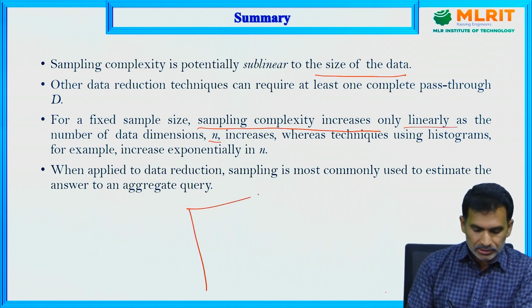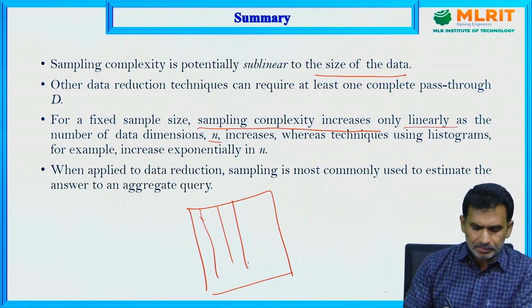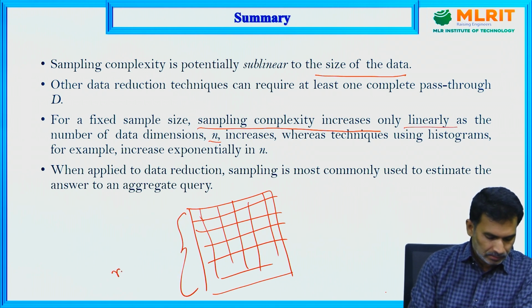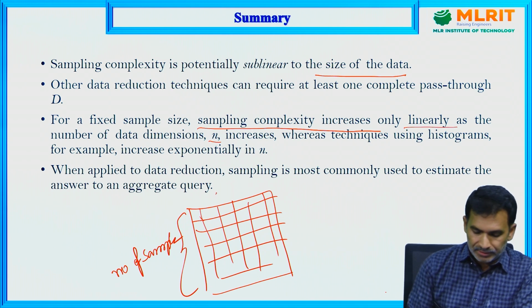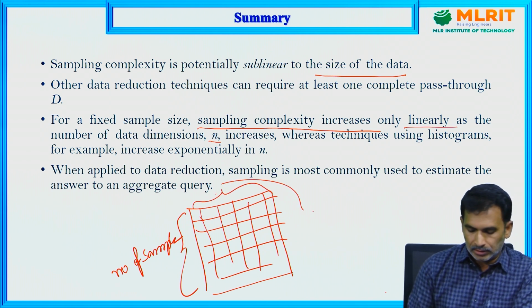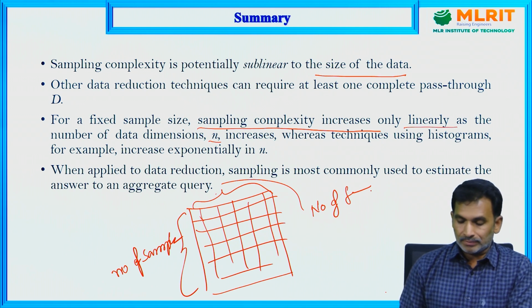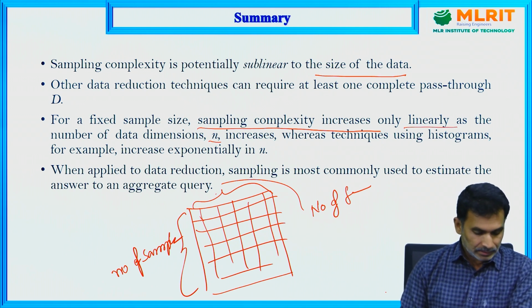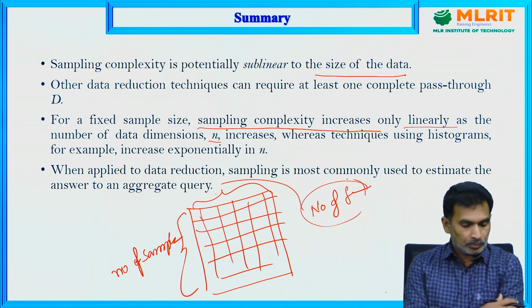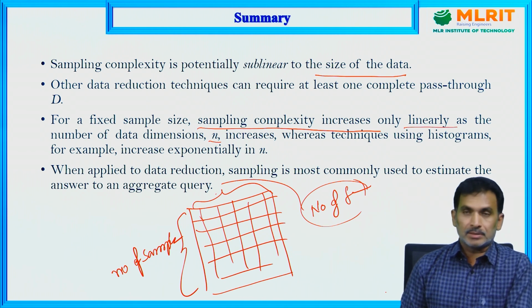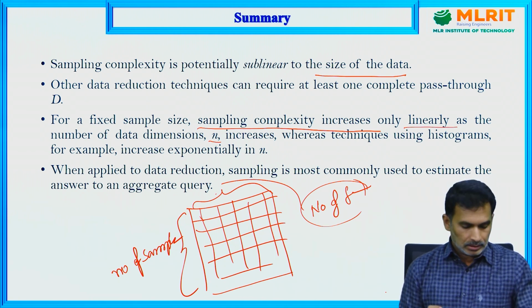The number of dimensions means the number of attributes, that is, the number of features, and these are the number of samples. If the number of features increases, the dimension of the data set would also increase, and the number of samples also increases. Most of the time, this is going to have a huge impact on the processing. When applied to data reduction, sampling is most commonly used to estimate the answer to aggregate queries.